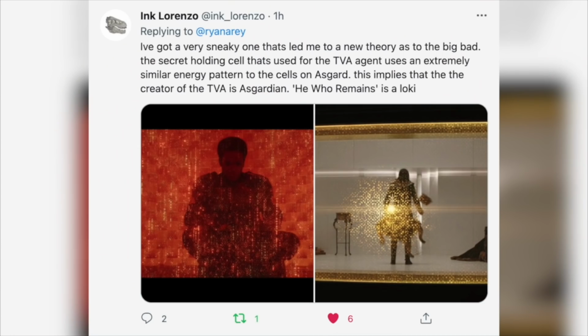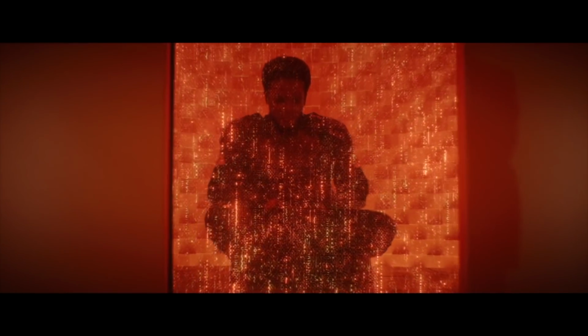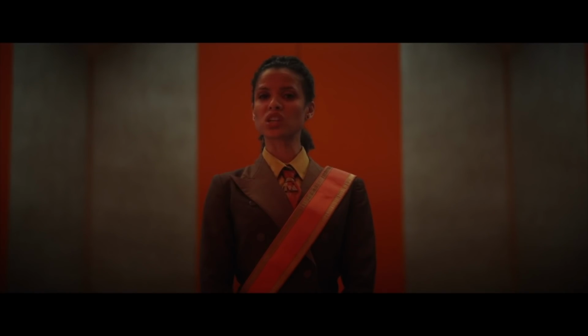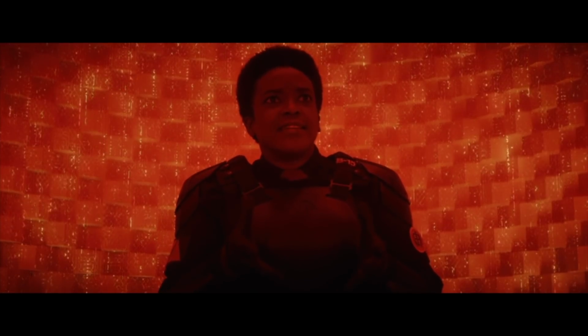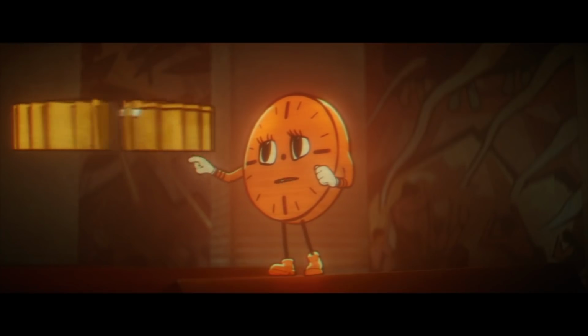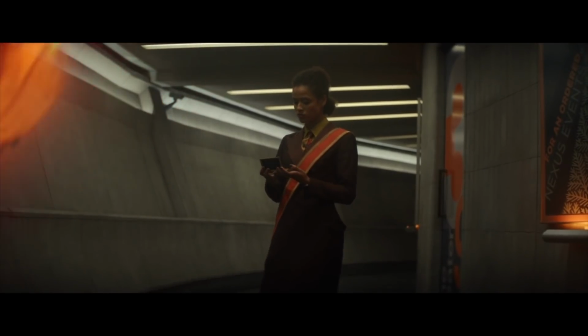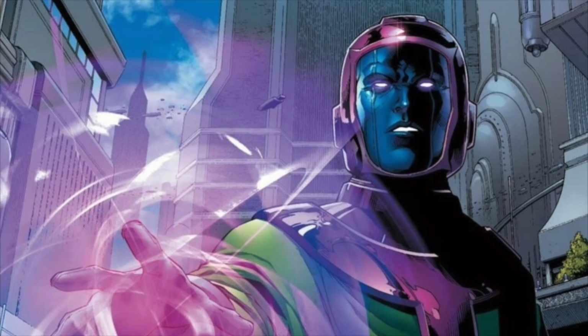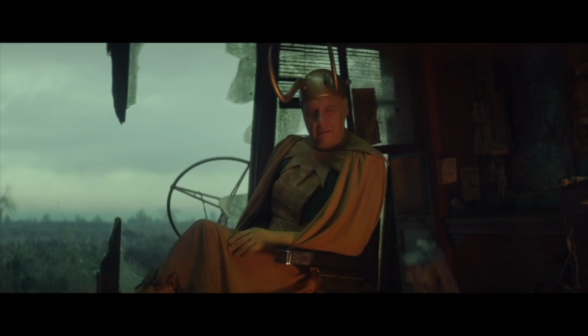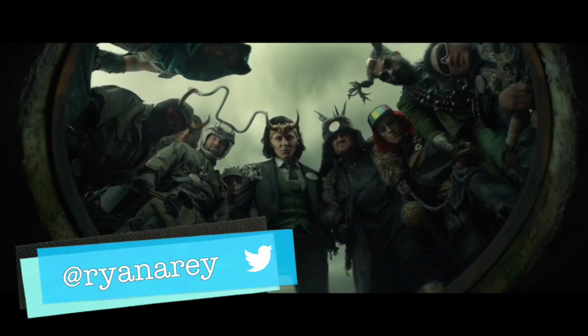Now this is interesting. Ike Lorenzo on Twitter pointed out that Trapper 15's cell and Loki's cell from Thor: The Dark World have very similar energy. This could mean that whoever is behind the TVA knows Norse technology. It could in fact be a variant Loki. Of course, I still like the theory that it's actually Miss Minutes. It could also be Kang, or maybe an older version of Kang from the comics, Immortus, maybe being played by Morgan Freeman.